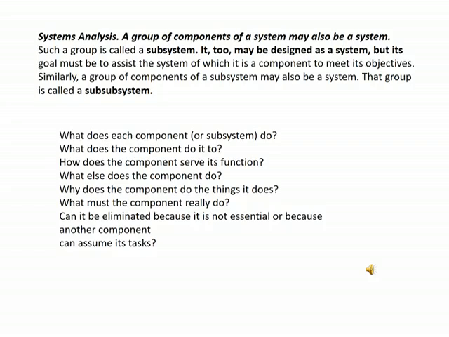System analysis. A group of components of a system may also be a system, called a subsystem, or may be designed as a system. So a group of the system's subgroups are the subsystems. So what does each component or subsystem do? We have to know this when designing the whole system. The whole system can be divided into individual subsystems, so that we know what each component or subsystem does.